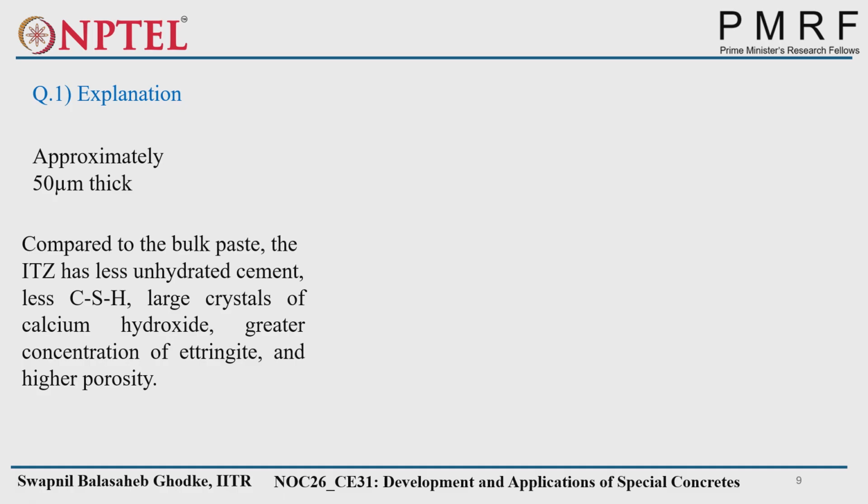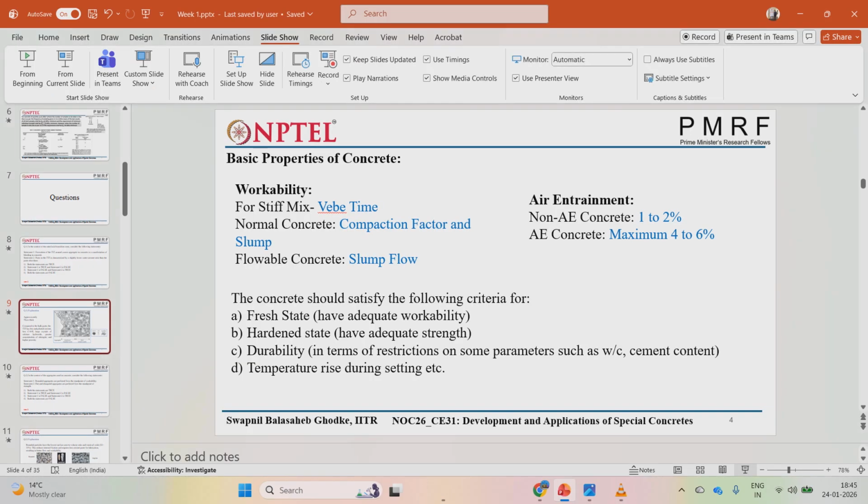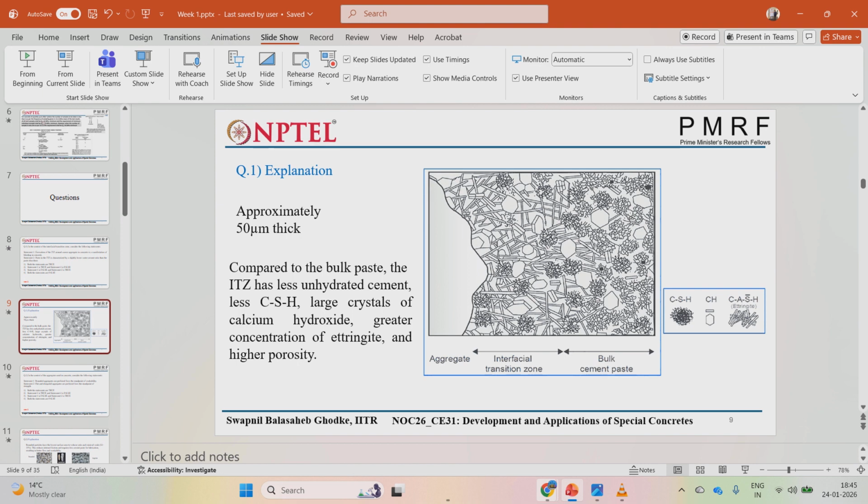So we'll see a little bit of explanation about that one. As I said, it will not be uniform, but it is a very complex situation to find out the exact width surrounding the aggregate, whatever the ITZ has. So for that purpose, approximately 50 micrometer thick is what we will be considering.